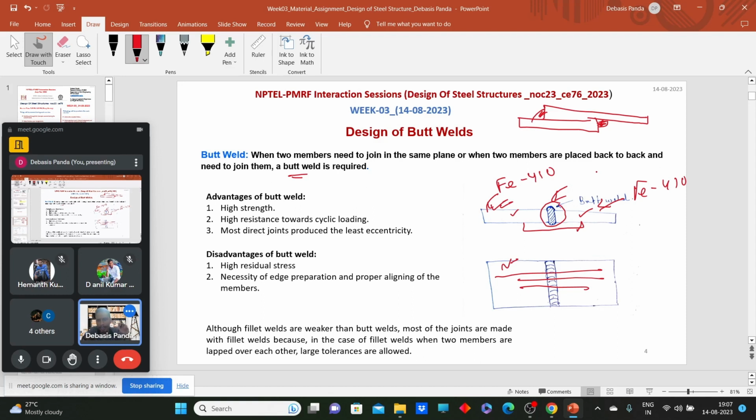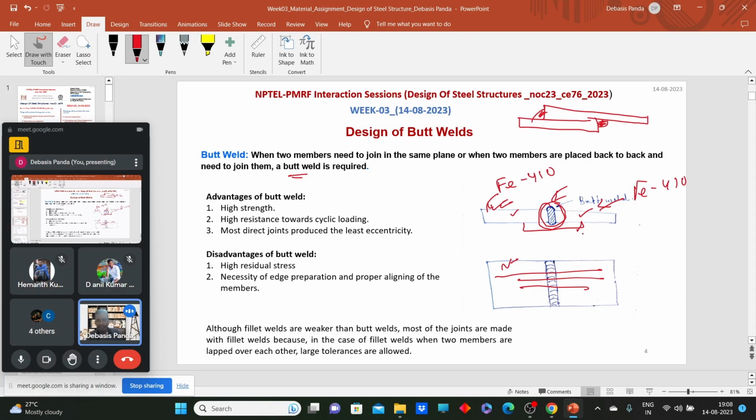Through this kind of joint, we can achieve better efficiency. Secondly, look at this. These are the most direct joints, so there is a chance of least eccentricity. Least eccentricity means that we don't need to take care of the extra forces and moments that would be induced by that eccentricity. Thirdly, they are very good at handling cyclic loading, better than fillet weld. So these are some advantages, but we have some disadvantages also.